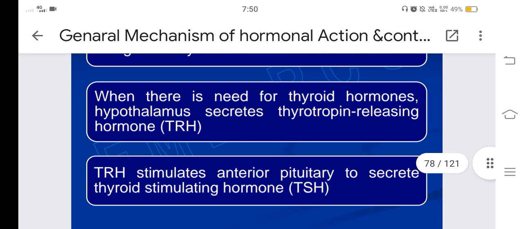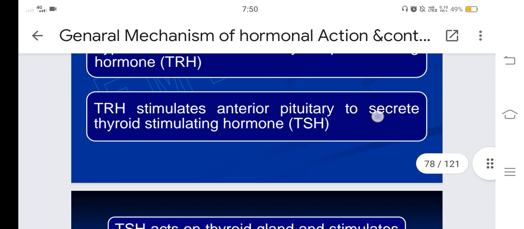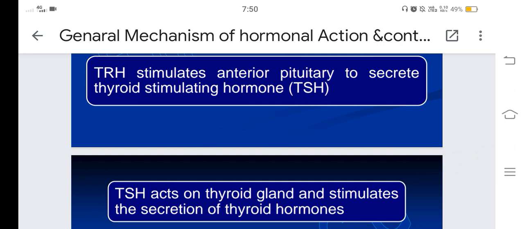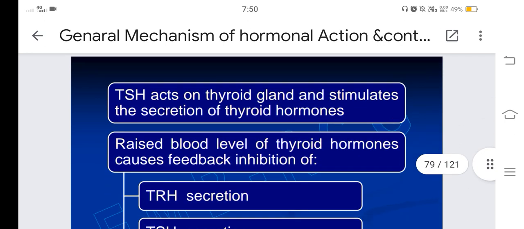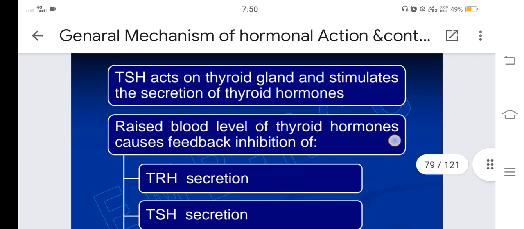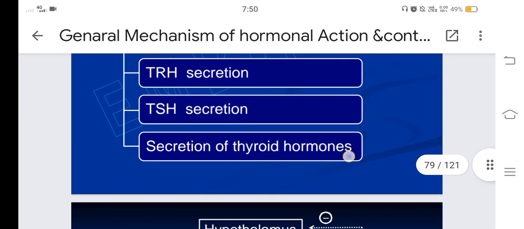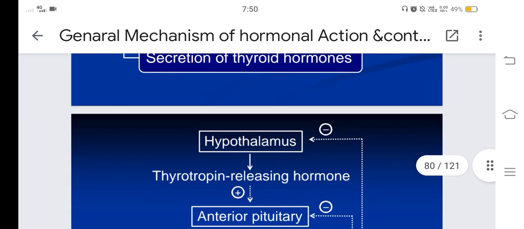When there is need for thyroid hormones, the hypothalamus secretes thyrotropin releasing hormone. TRH stimulates the anterior pituitary to secrete thyroid stimulating hormone. TSH acts on the thyroid gland and stimulates the secretion of thyroid hormones. Raised blood level of thyroid hormones causes feedback inhibition of TRH secretion, TSH secretion, and secretion of thyroid hormones.